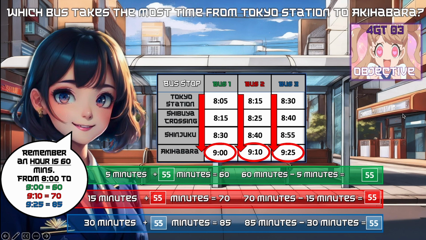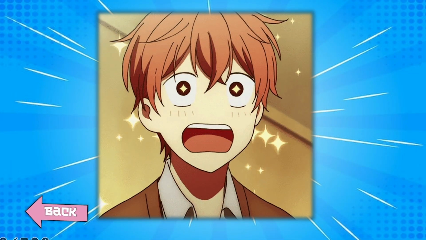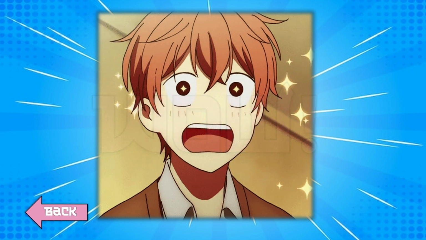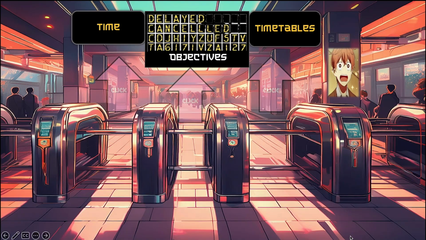And that's our objective for today. So we looked at ways to calculate the amount of time it takes on a timetable, the difference in time, using number lines, addition and subtraction. So 3 different methods there. Okay, so that's our short lesson for today.